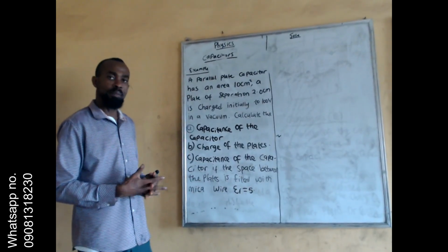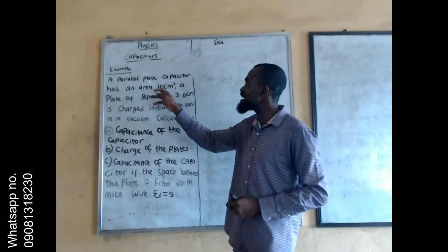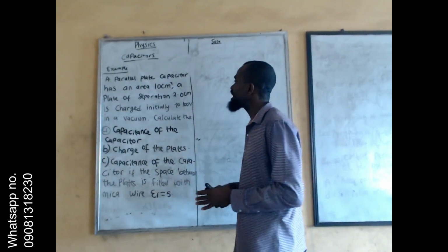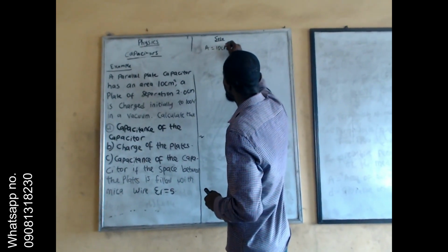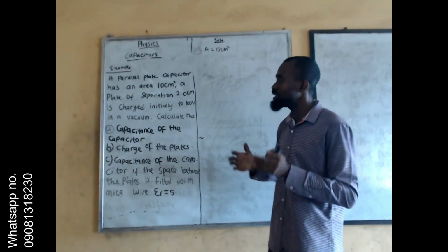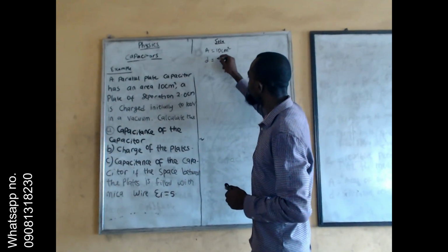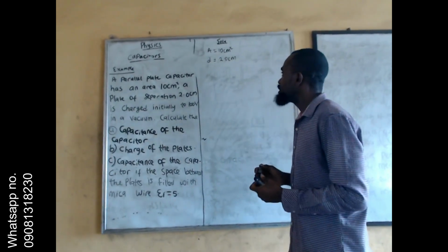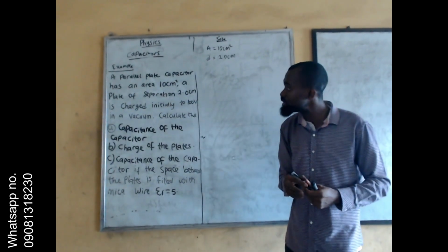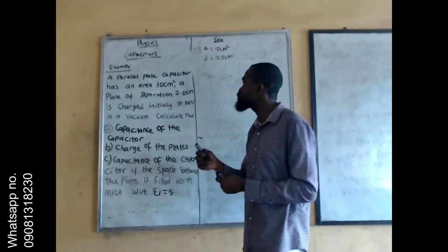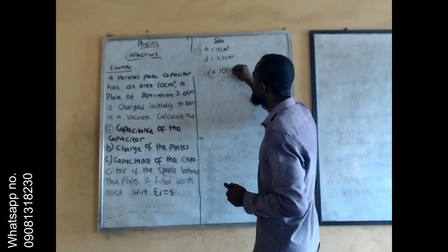So let us pick out the parameter variables given. Here it says the parallel plate capacitor has an area, so the area of the plate is 10 centimeters square. Let's quickly write that out: A is 10 centimeters square. The two plates are separated by a distance of 2 centimeters. He said it is charged initially to 100 volts, so the potential difference is 100 volts.